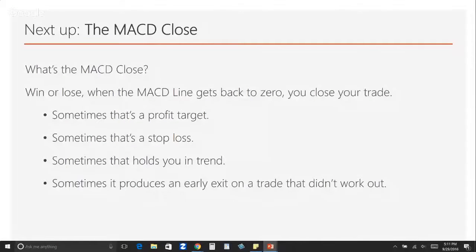The MACD close is a very cool thing. Win or lose, when the MACD line gets back to zero, you close your trade. Sometimes that's a profit target, sometimes that's a stop loss, sometimes that holds you in a trend trade, and sometimes it produces a really nice early exit on a trade that isn't going to work out for you. For example, it could be the early exit on your Monday trade.